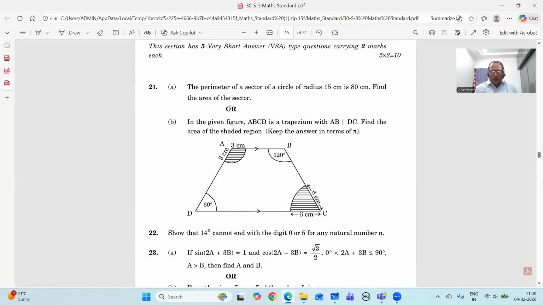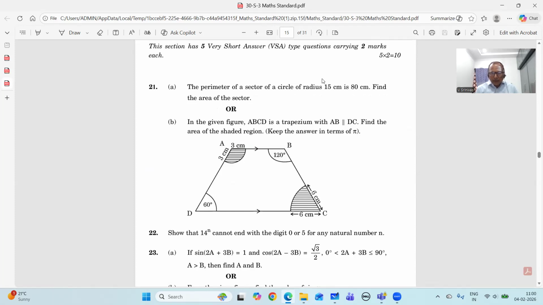The perimeter of a sector of a circle of radius 15 centimeters is 80 centimeters. Find the area of the sector. So it is question 21, part A. The perimeter of a sector of a circle of radius 15 centimeters is 80 centimeters.